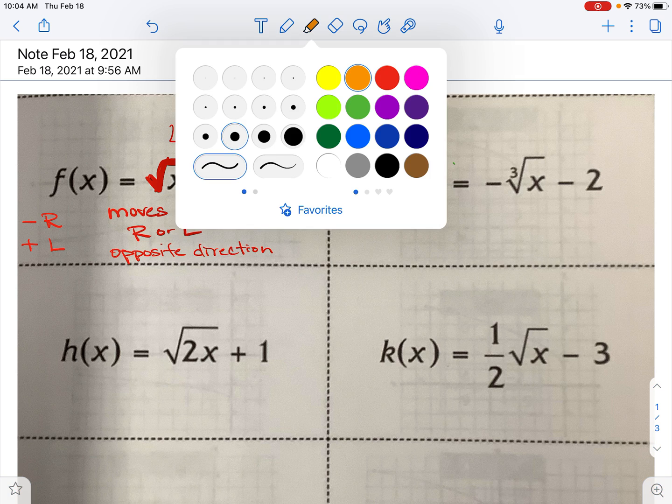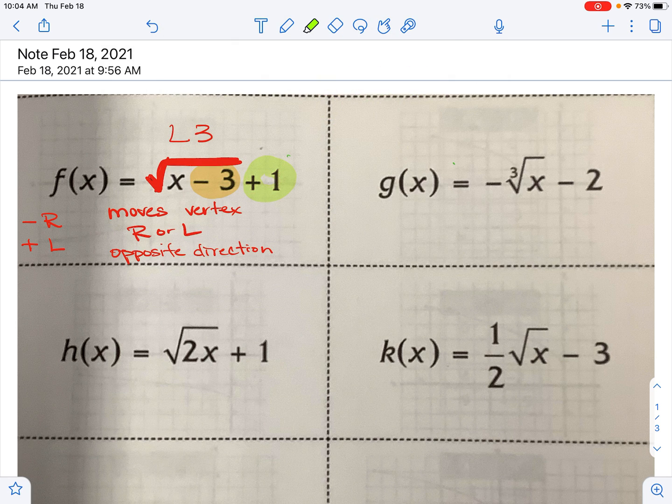Then, if the number is outside the radical, that moves the vertex up and down. Now this one, it's the same. So positive moves it up and negative moves it down. So this +1 is going to move it up 1.